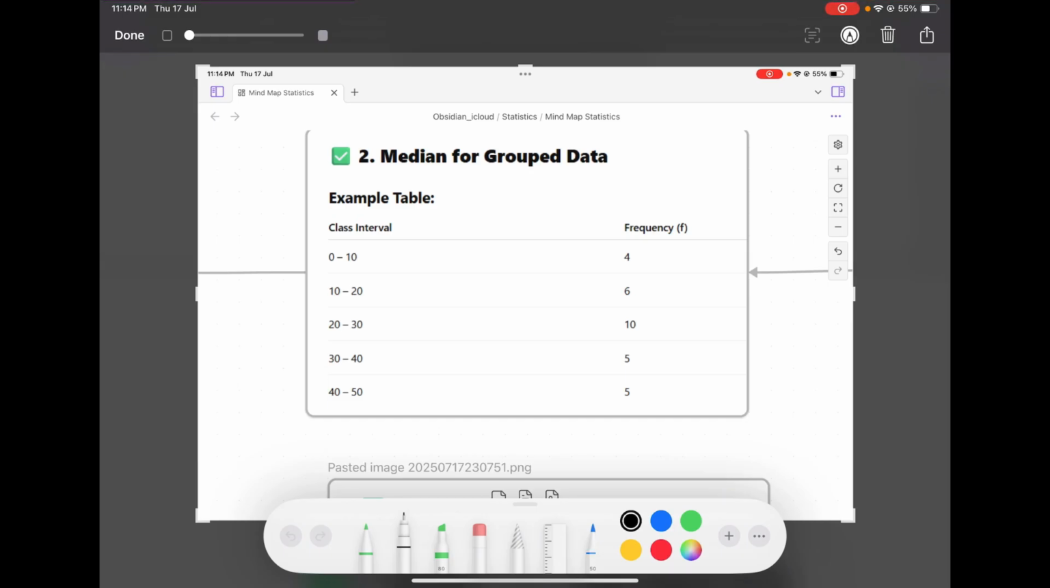Here we need to calculate the cumulative frequency first. So here this will be 4, and here it will be 6 plus 4, 10, and here it will be 20, and here it will be 25, and here it will be 30.